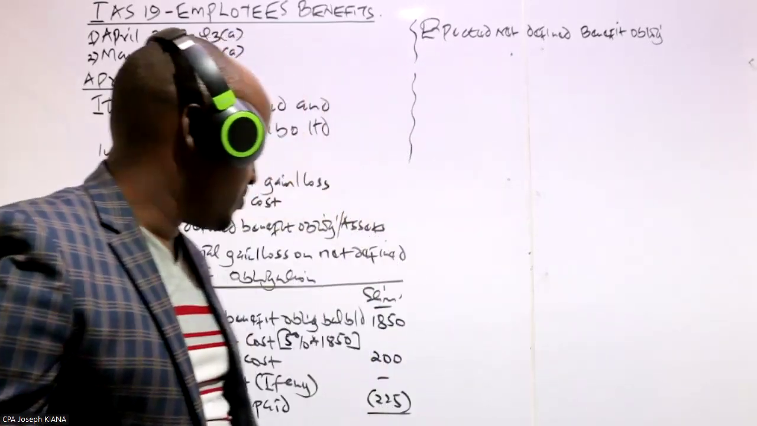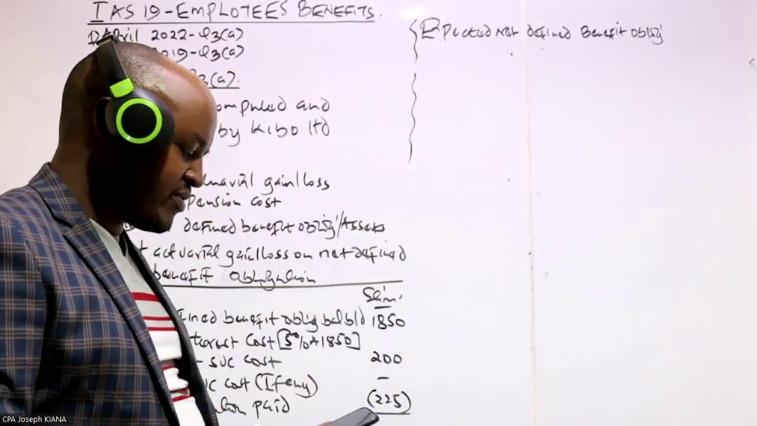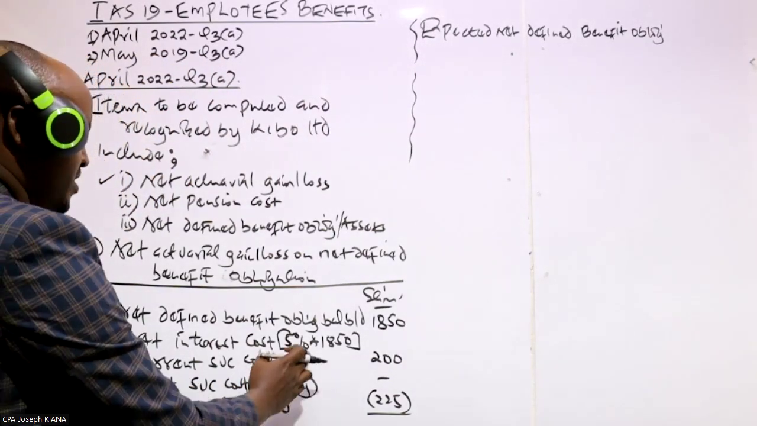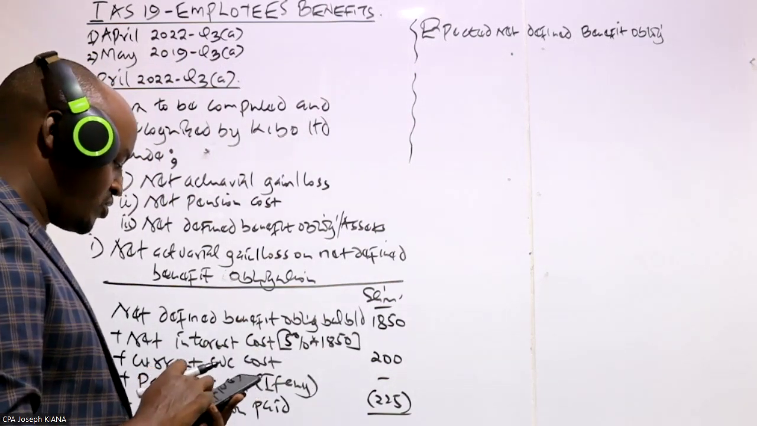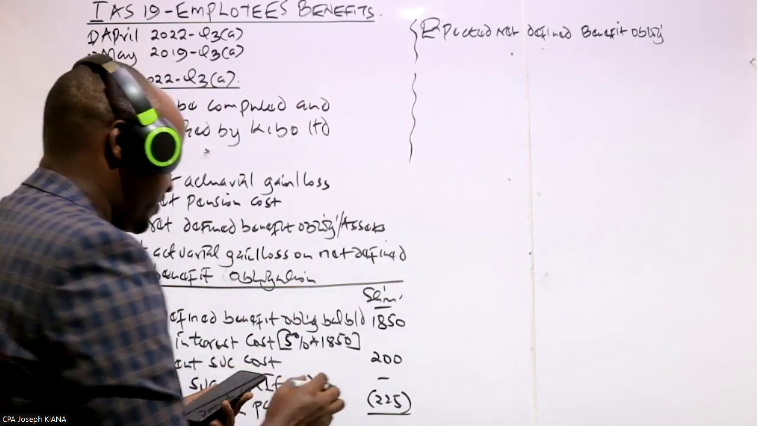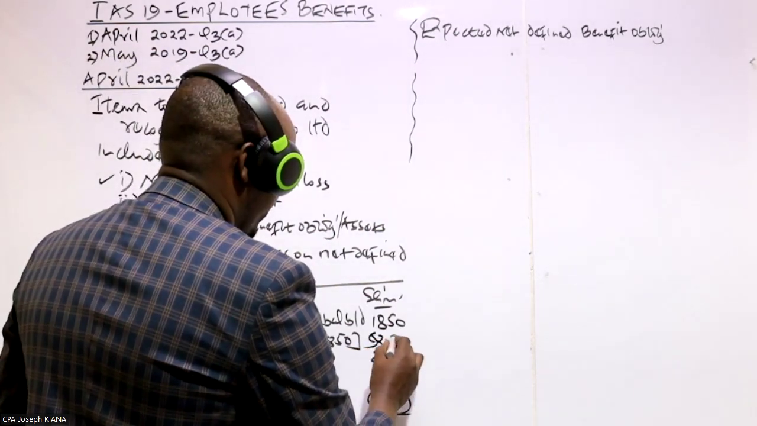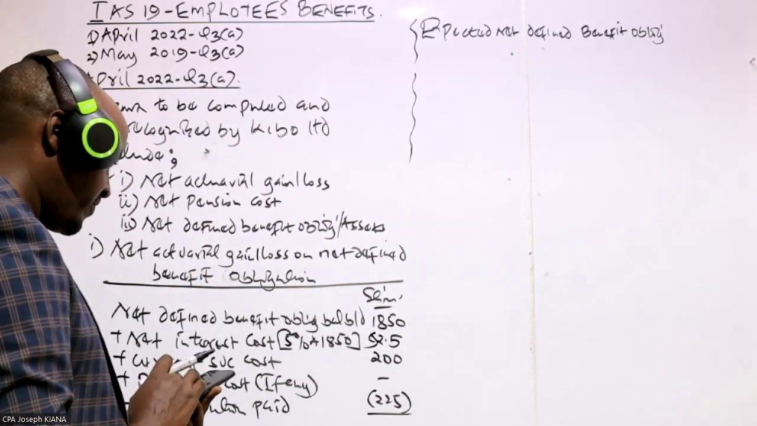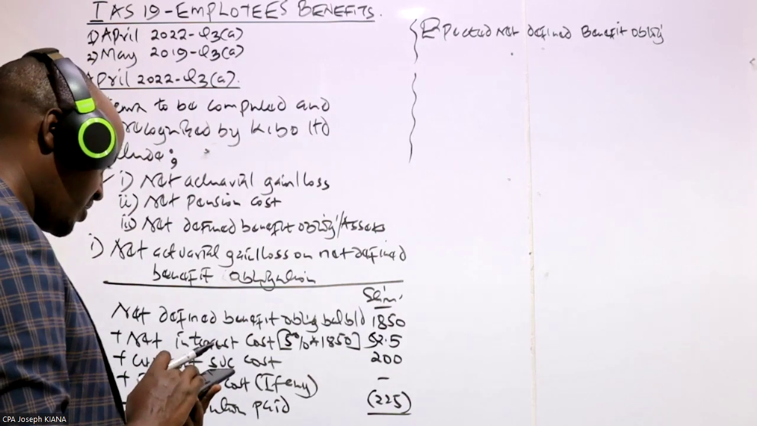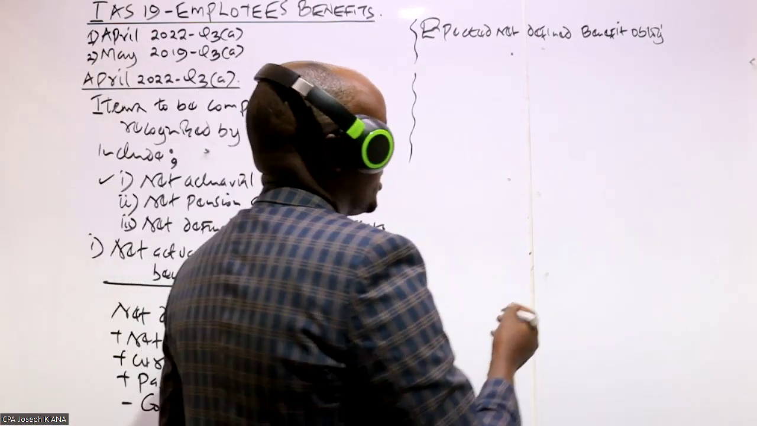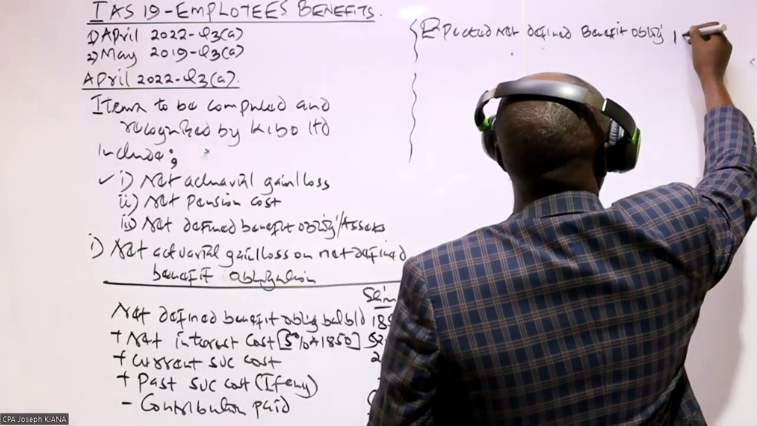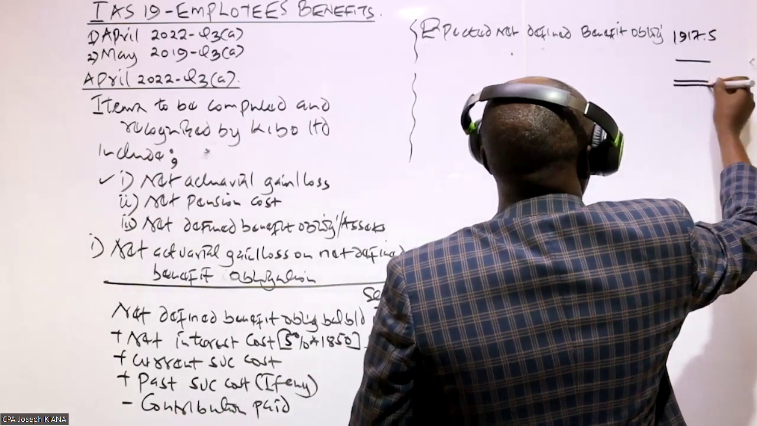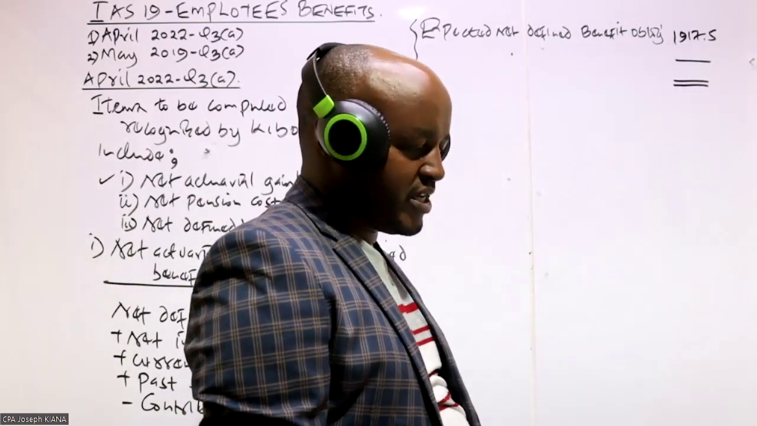So let's work this out. We see what we get, and then we compare that with the net defined benefit obligation as at the end of the year. But we first of all compute the net interest cost, which will be 5% of 1850, and this will give us 92.5. So we have 92.5 plus 1850 plus 200 minus 225, and this will give us a figure of 1917.5. So this is the expected net defined benefit obligation at the end of the year.